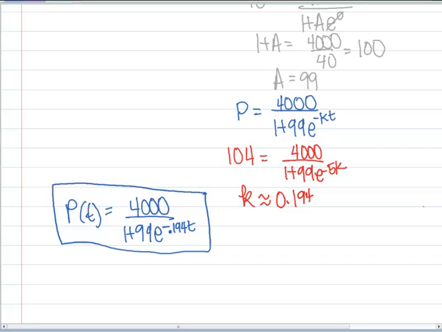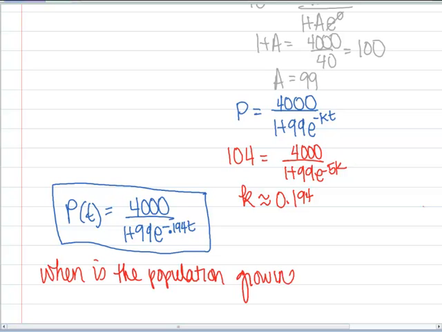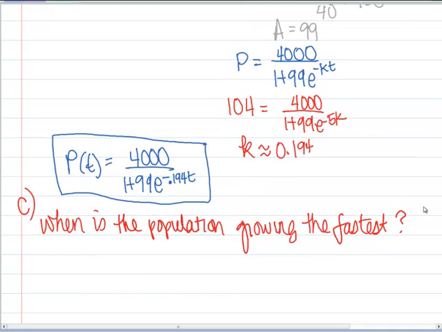What if I were to ask you when the population is growing the fastest? So this is our last parting question for today. When is the population growing the fastest? Okay, so are we talking about the first derivative or the second derivative here? Okay, the population growing. When is it going the fastest? Meaning I need to maximize dP/dt.